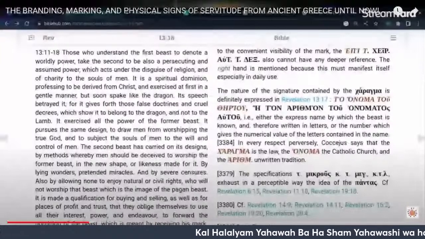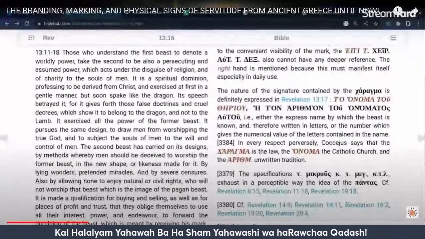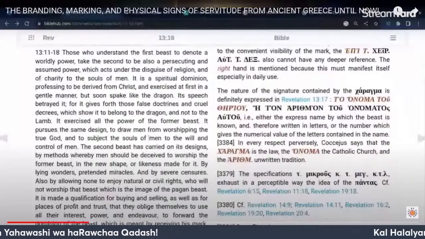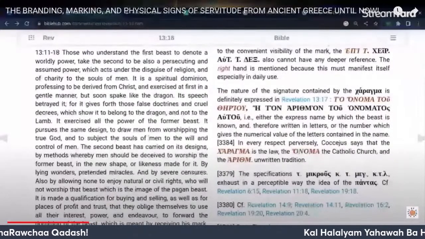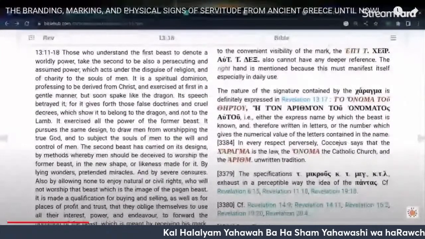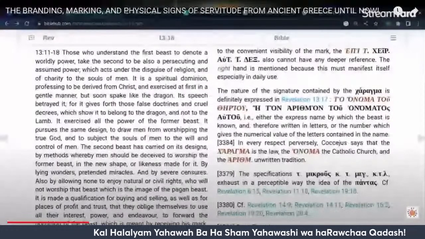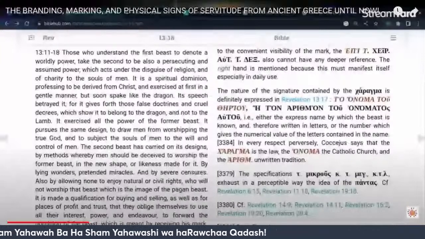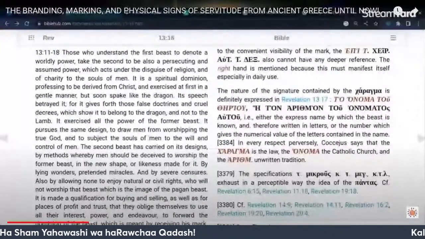It says, by lying wonders, pretended miracles, and by severe censors, also by allowing no one to enjoy natural or civil rights. Talk about the 60s and the civil rights. Your civil rights are going to be eradicated faster than the stroke of a pen, man. It says, who will not worship that beast, which is the image of the pagan beast. It is made a qualification for buying and selling.